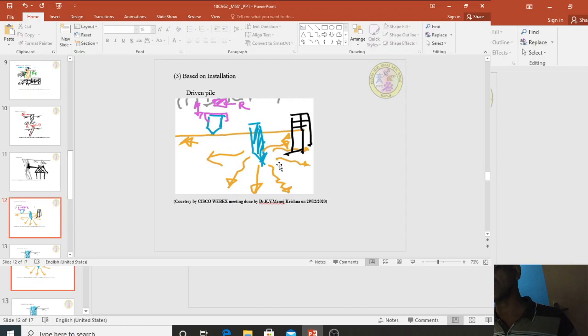Next, based on the installation, how we are going to erect it, the piles are classified into the following types. Number 1 is called a driven pile. Here a precast pile will be brought to the field and driven with the help of a hammer. When you drive, this pile will start moving in the downward direction.